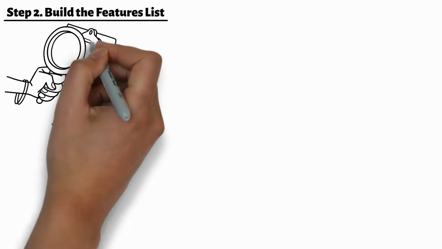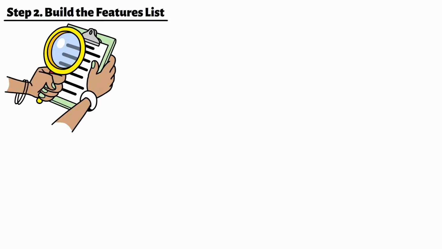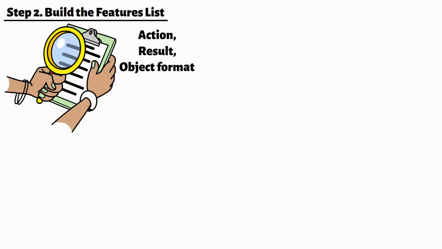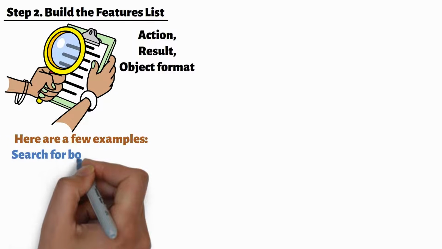Step 2. Build the features list. With the model understood, the team identifies the features the system needs to deliver. These are small, user-valued functions written in the action, result, object format. Here are a few examples. Search for books by title.